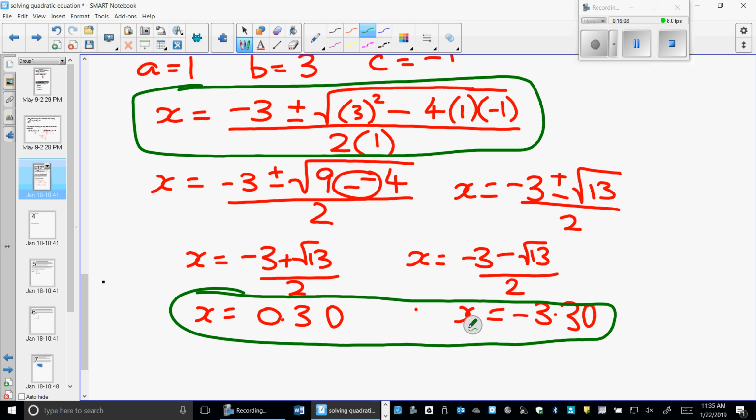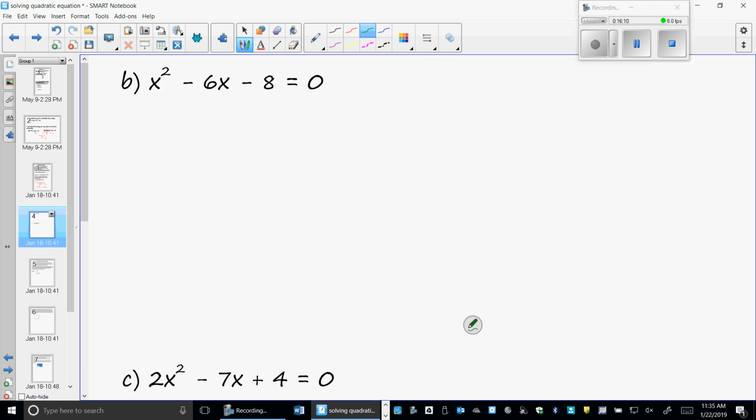Let's look at the next example, and then I'll go back to the back of the room and try and show you your calculator. I think it's been uploaded, but I need to double check. So, for each question though, the first step has to be that it's still equal to 0. So you need to make sure it's equal to 0. The second step is you identify your A, your B, and your C. So your A in this case is 1, B is -6, and C is -8. Okay, so there's my three numbers.